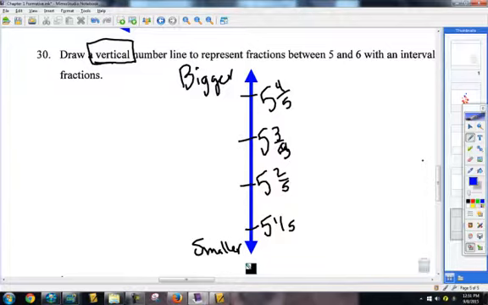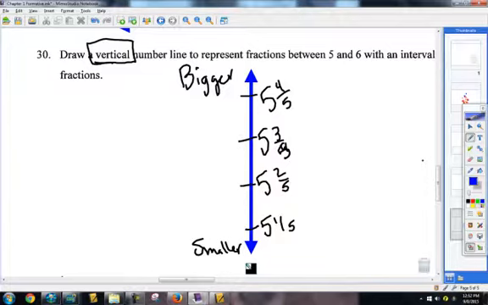Okay? The other thing is the word between up there. What does that mean? Alex? Yeah, everything between 5 and 6. So 5 and 6 should not be on there. So that's what I was looking for. What if it would have said to represent fractions from 5 to 6? Then you'd put 5 and 6. So you have to start it at 5 and 1/5 because you're going up by intervals of 1/5.